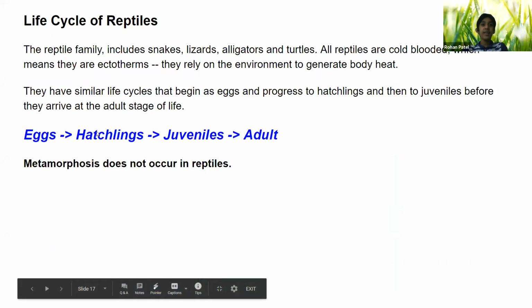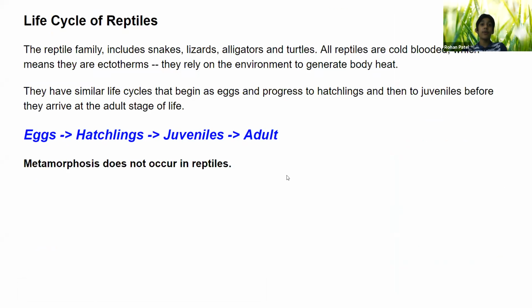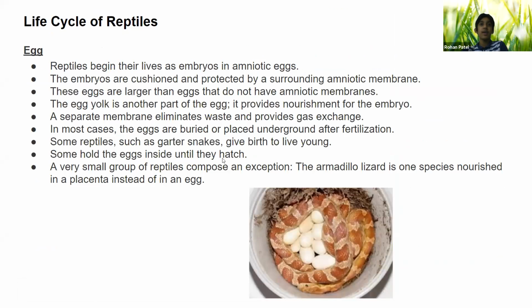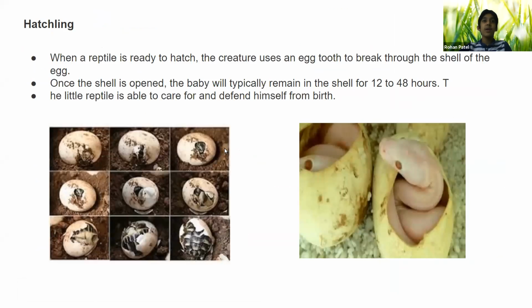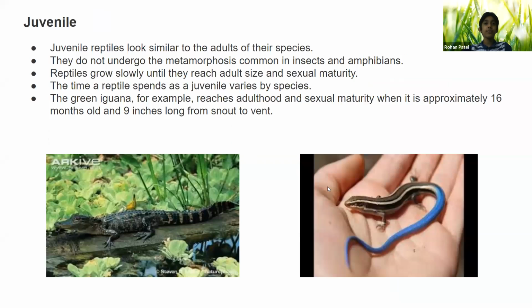In reptiles, we have eggs, hatchlings, juveniles, and adults. Metamorphosis does not occur in reptiles. Most reptiles lay eggs, but some, of course, do not. Then we have hatchlings. And when a reptile is ready to hatch, the creature uses an egg tooth to break through. The juvenile reptiles look very similar to the adults, and they do not undergo metamorphosis, which is common in insects and amphibians.